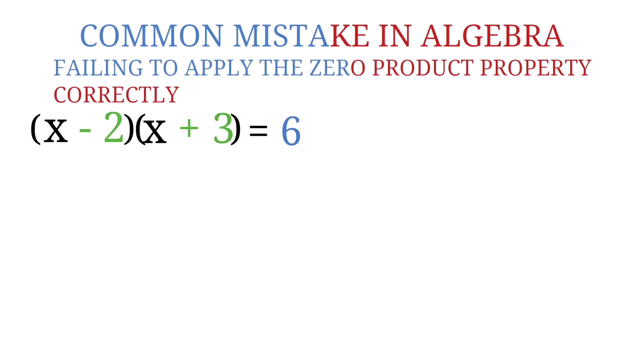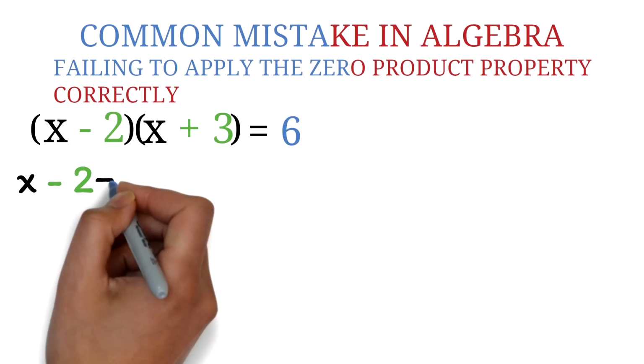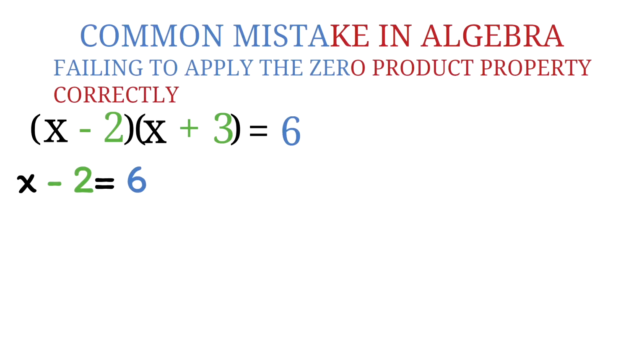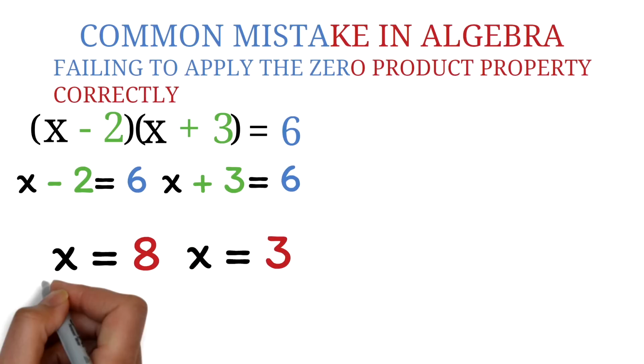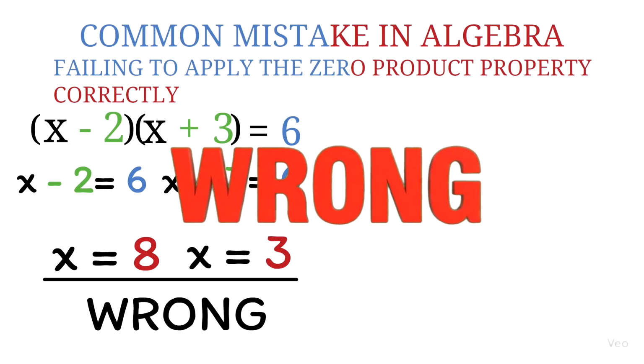What some students do here is to equate the x minus 2 to 6 and then equate the x plus 3 to 6. So when they solve for x in both equations, this gives us the solutions x equals 8 and x equals 3. But this answer is incorrect.